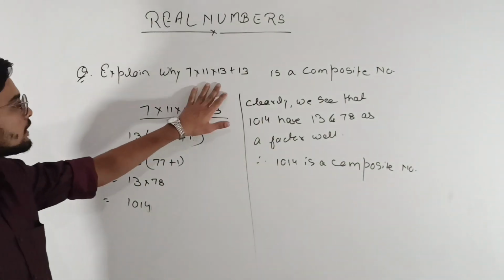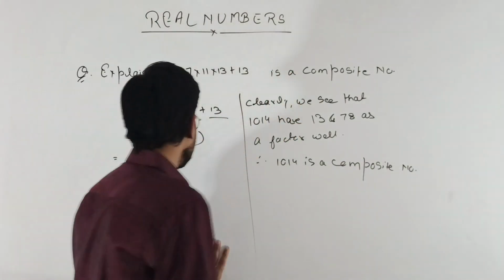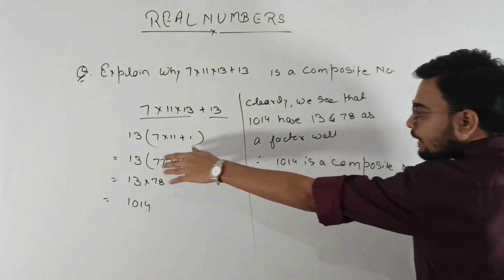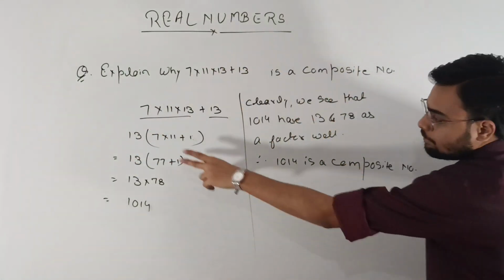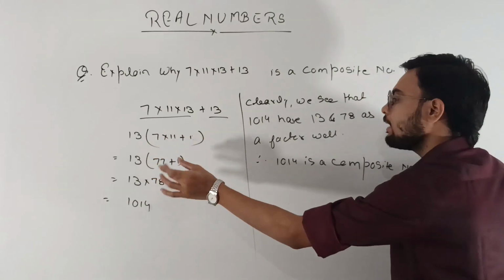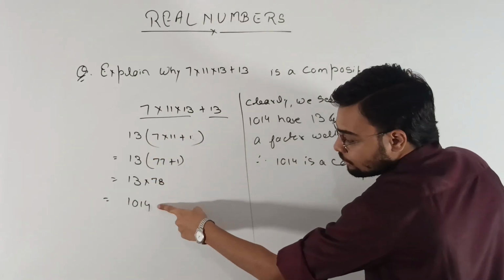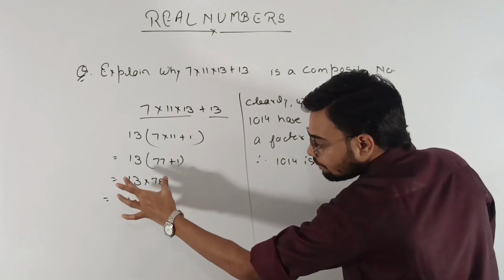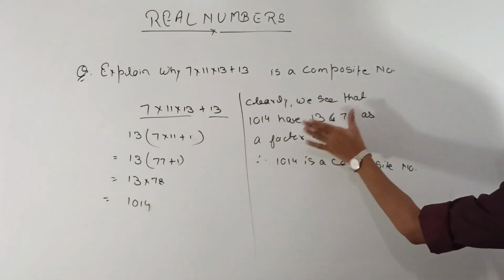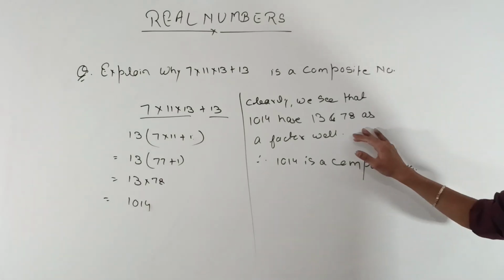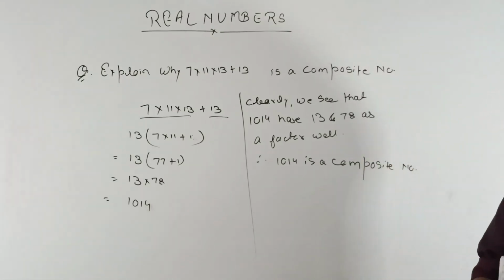The question is: explain why this number is a composite number. I write this number, then from this number I see there is 13 as common. Then I take 13 as common. Then we have 13 left with 7 into 11 and 1. After calculating this, we get 1014, and we see 1014 has factors 13 and 78. That's why I write clearly: we see that 1014 has 13 and 78 as factors. Therefore, 1014 is a composite number.